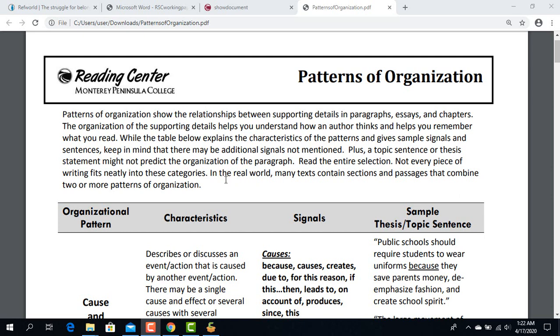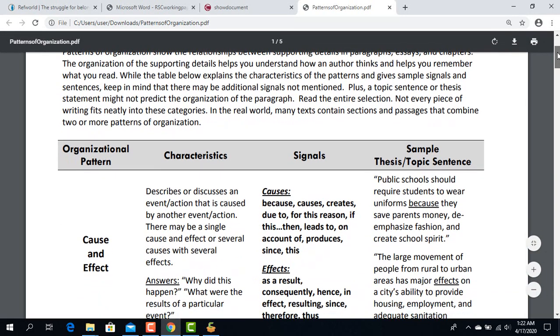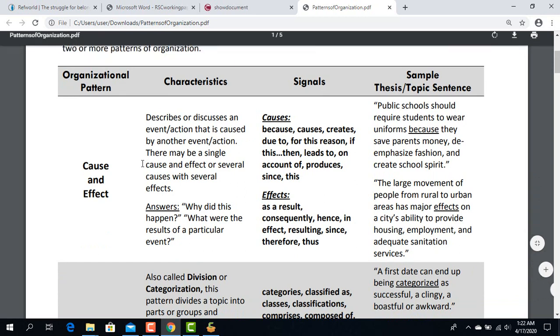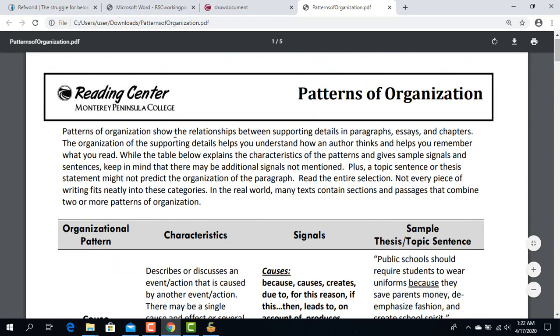Now, in this table that we're going to discuss, we're going to explain the characteristics of the patterns, and give some examples and some sample signals of each of the patterns. So let's shift here. So I'm going to repeat before we continue. Pattern of organization, as we said here, usually shows the relationship between supporting details, and we're going to stress on paragraphs.